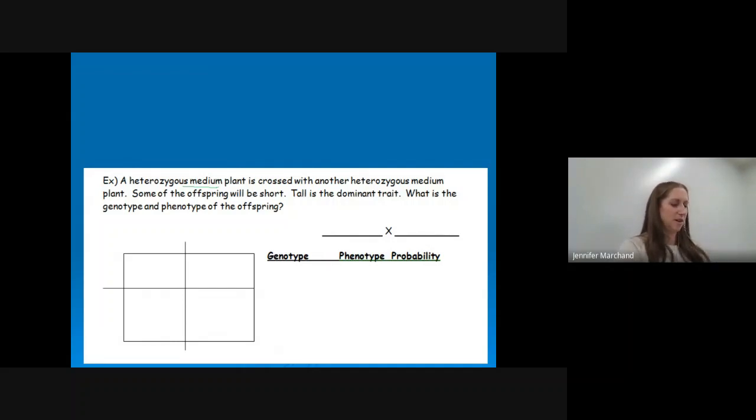So that means that the heterozygous plant has a big T and a little t, a big T and a little t, and you're combining them together. So you're going to get a big T, which is going to be tall again, okay? You're going to get a big T and a little t, which is going to be a medium plant. You're going to get a big T and a little t, which is going to be another medium plant. And then you're going to get a little t, which is going to be a short plant. So you're going to get 25% tall, 50% medium, and then 25% short. Okay, so that's going to be your genotypes up here in the box, your phenotypes, and your probability.